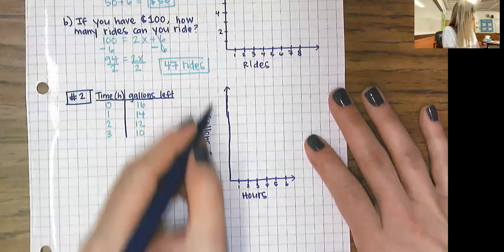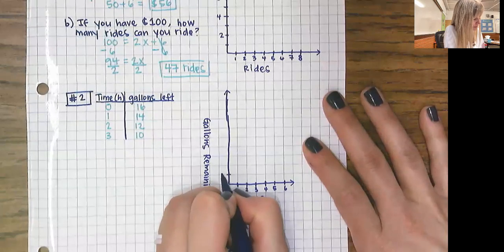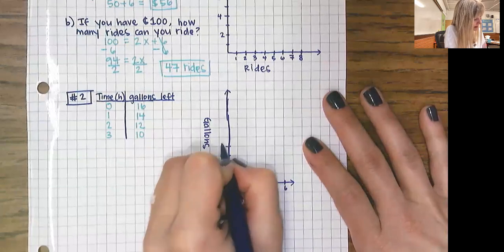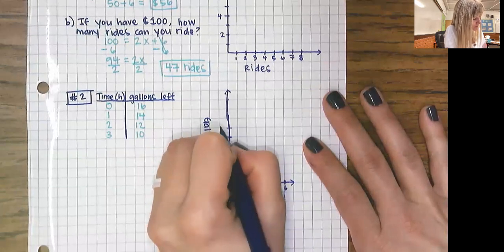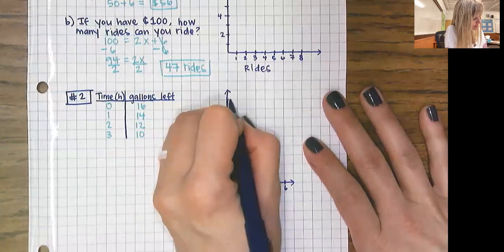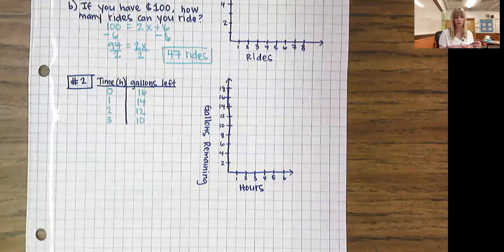And since I didn't do a big, long, tall thing, I'm going to say this is 0 and then 2, 4, 6, 8, 10, 12, 14, 16, 18. Now I just let every box equal 2, which is totally fine and totally allowed. Just make sure you keep track of that as you work.